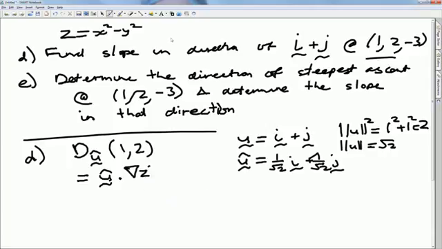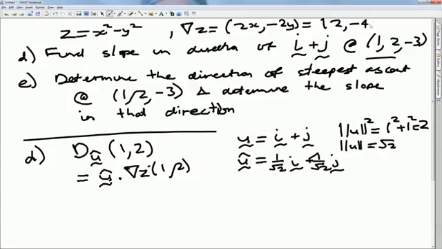In this case, the gradient vector is just the vector of all the derivatives, which we worked out a second ago: 2x and minus 2y. And we can work out what it is at this particular point. You can plug in x equals 1, y equals 2, which we did before as well. So you get 2, minus 4 as the gradient vector at this particular point.